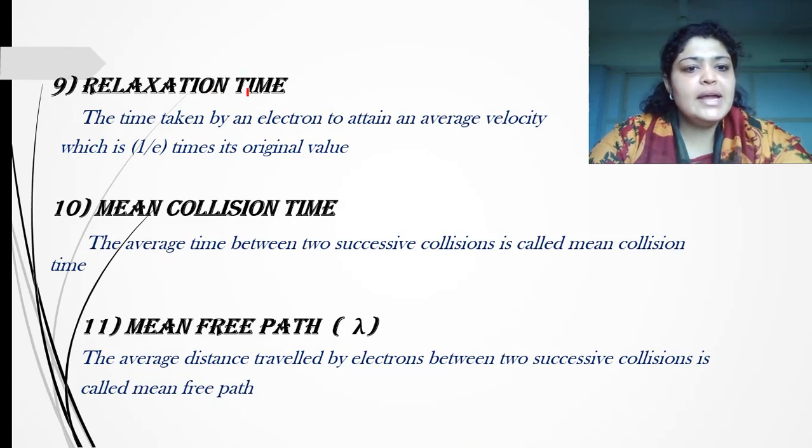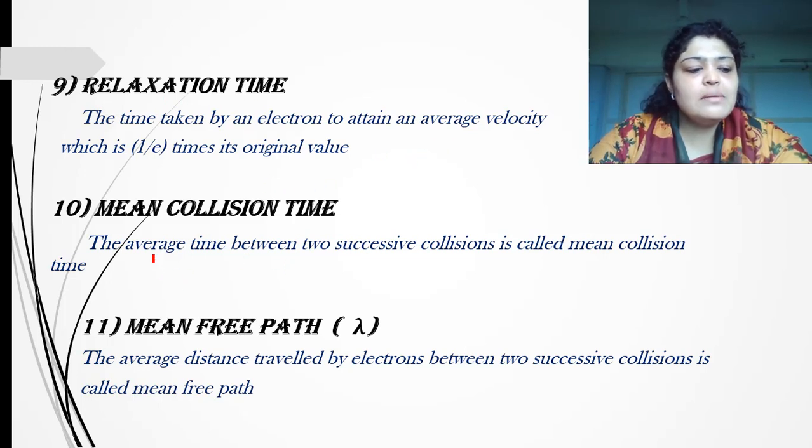Relaxation time. It is the time taken by an electron to attain average velocity which is 1 upon e times its original value. You can say that the electrons are disturbed when electric field is applied. So after disturbance, they are repelled. They move opposite to electric field. They become stable after some time. So the time taken from disturbing state to equilibrium state is also relaxation time.